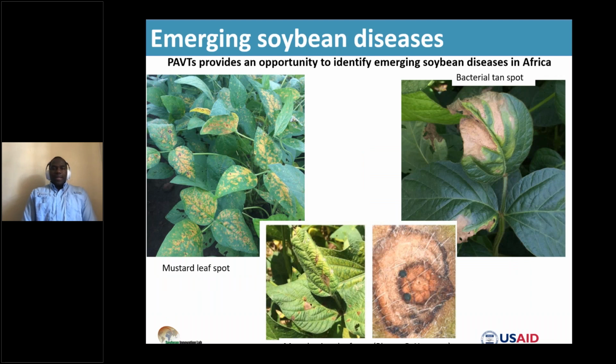So as was mentioned by Glen, we identify some of the emerging soybean diseases because soybean is a new crop in some of the countries. And therefore, what we notice is that some of the diseases include mustard leaf spot, which is a disease of not known etiology. We do not know what causes this disease, as well as we don't know the kind of yield loss.